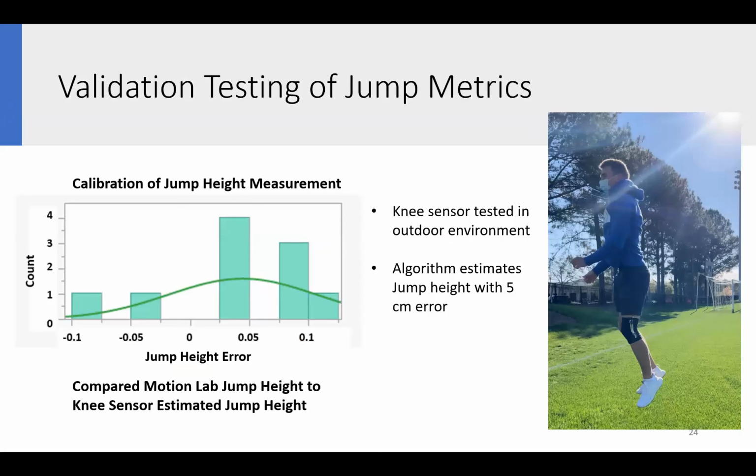The next test that we ran was validation testing of the jump metrics. As you can see on this graph, the x-axis is jump height error, and the y-axis is count. For this, we were able to compare motion lab jump height to the knee sensor estimated jump height. And from that, we were able to understand that the algorithm estimates jump height within 5 centimeters of error, which can also be easily calibrated.